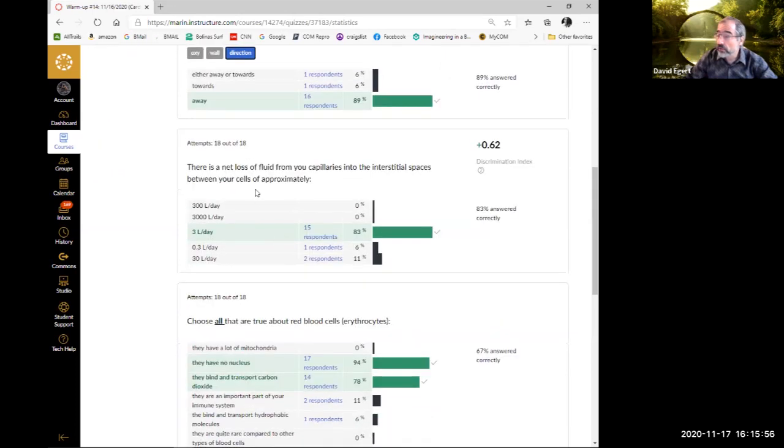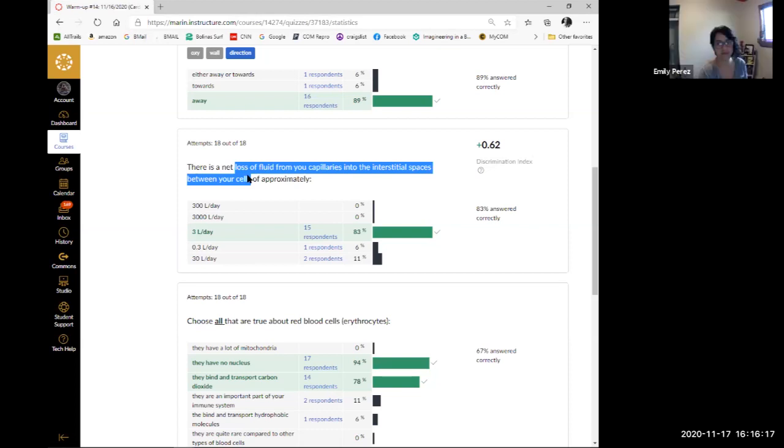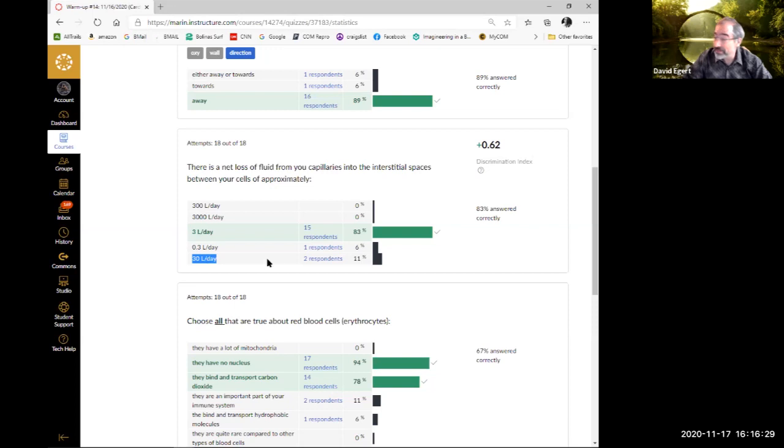There is a net loss. Most people got that there's about 3 liters per day of fluid that leaks out of your capillary beds. And how is that recovered and returned so your blood doesn't turn into mud? Lymphatic system? Yes, the lymphatic capillaries collect it all, filter it through the lymph nodes, and ultimately dump it back into the veins. 30 liters a day, that would be a lot.